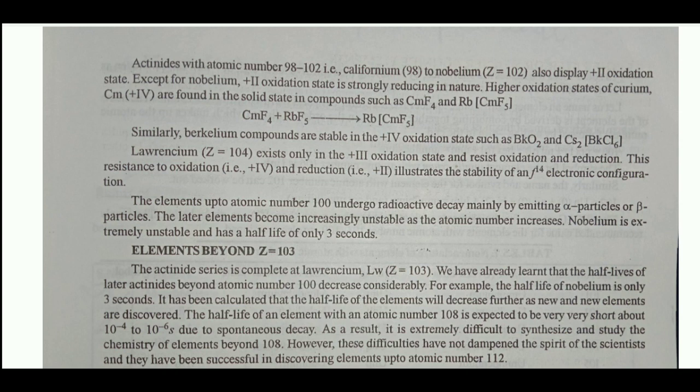Higher oxidation states of curium, Cm+4, are formed in the solid state in compounds such as CmF4 and RbCmF5. Similarly, berkelium compounds are stable in the +4 oxidation state, such as BkO2 and Cs2BkCl6. Lawrencium exists only in the +3 oxidation state and resists oxidation and reduction. This resistance to oxidation, that is +4, and reduction, that is +2, illustrates the stability of an f14 electronic configuration.